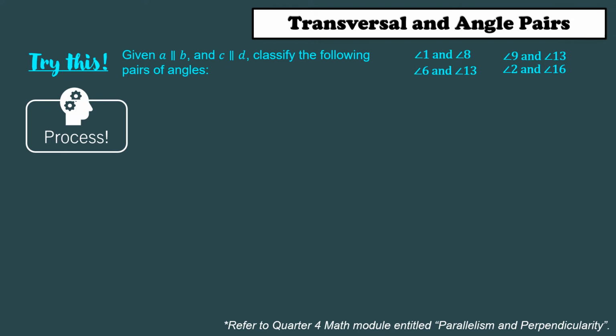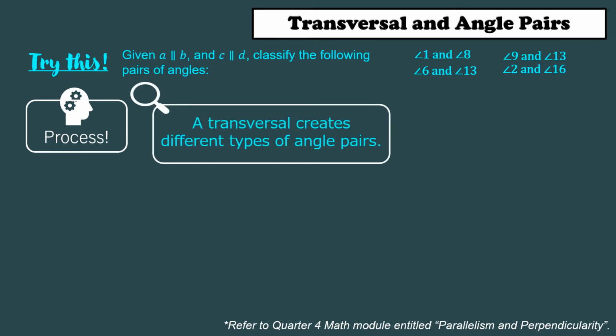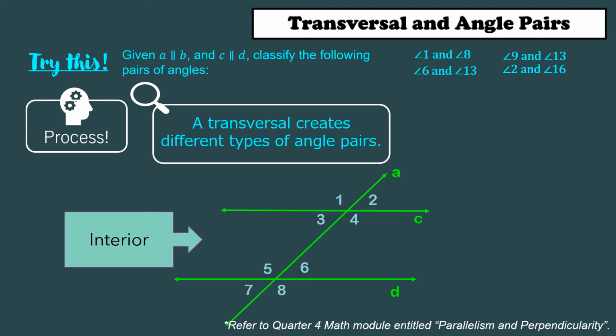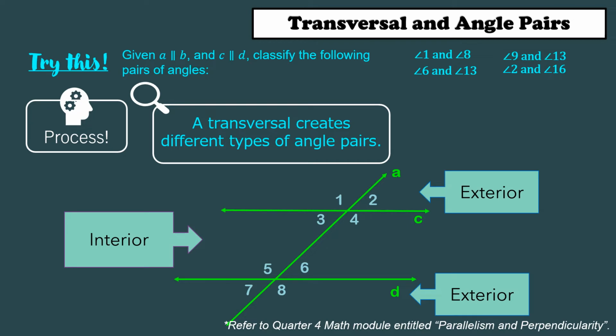Now, if we take line C and D with their transversal line A, we create different types of angle pairs. Angles located between the parallel lines, such as angles 3, 4, 5, and 6, are called interior angles, while angles 1, 2, 7, and 8 are called exterior angles.